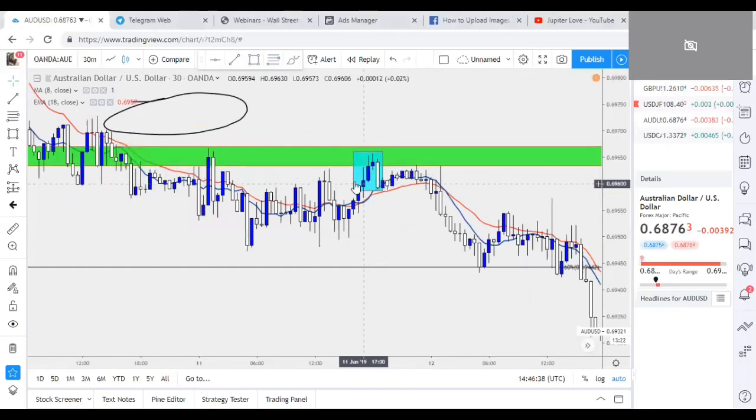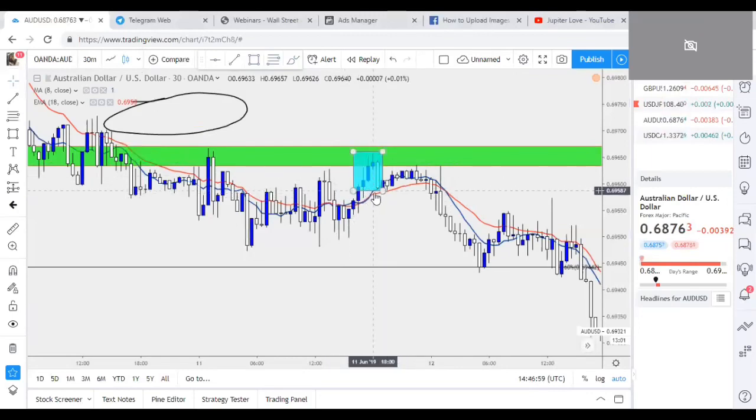Would I take this setup right here? I wouldn't take this setup right here. You know why I wouldn't take this setup right here? Because I don't have enough momentum to push the market back down. Look at my moving averages. My moving averages are blue over red, saying I have overall buyers in control of the market.